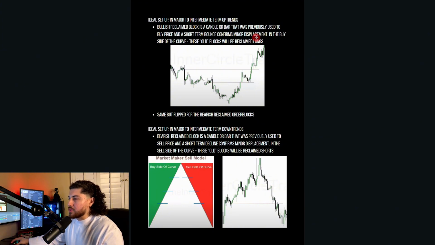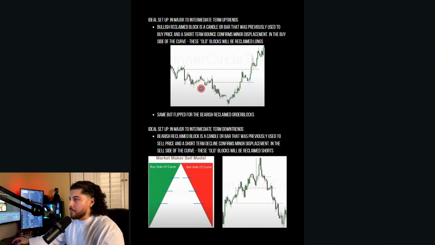Now, what we're doing is we are identifying the last down move before the bank spot. So right here, we have a down move before the bank spot. When we spot this area or this last down move, we're going to mark it up. And what usually happens as price is on the buy side of the curve, price will use that as a reclaimed order block before pushing on higher.